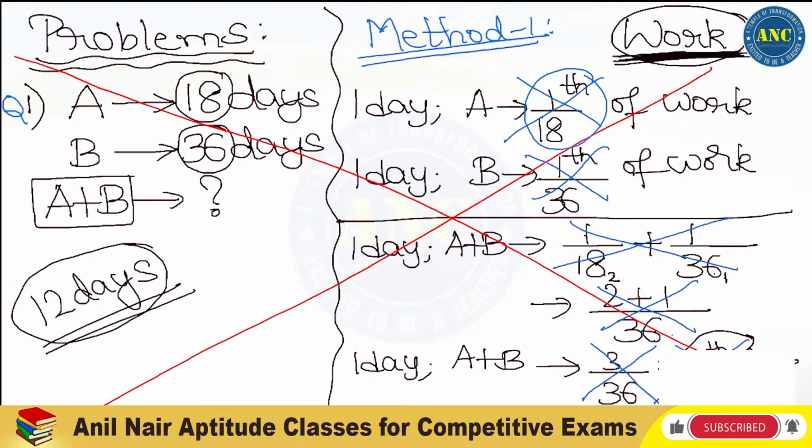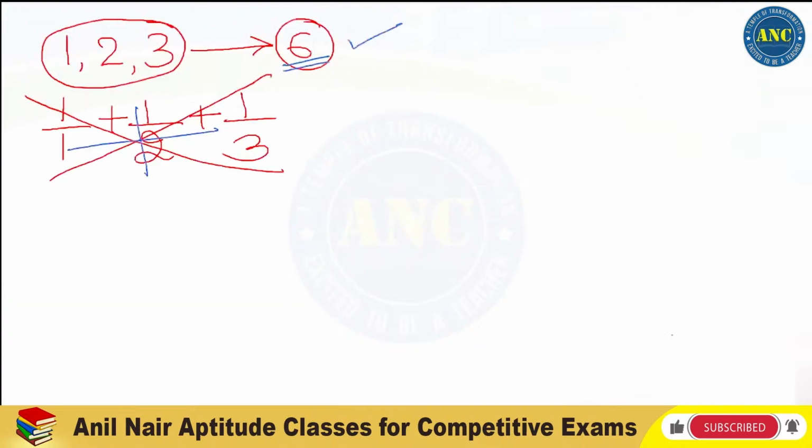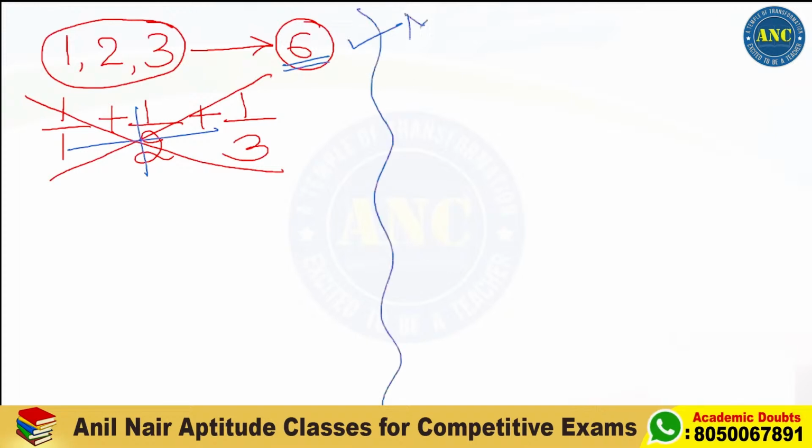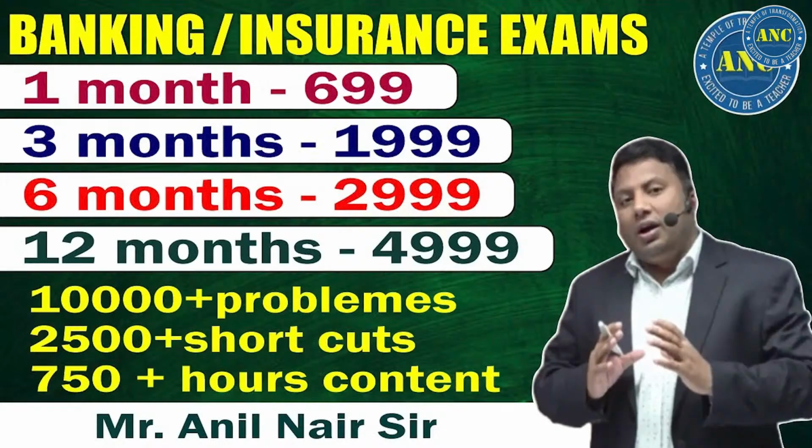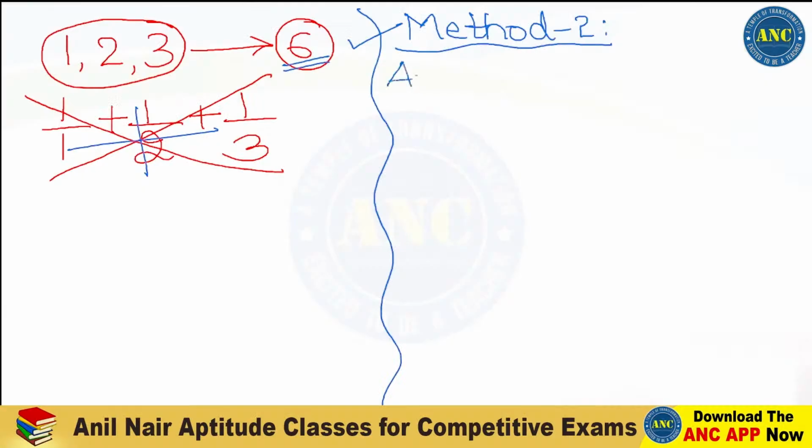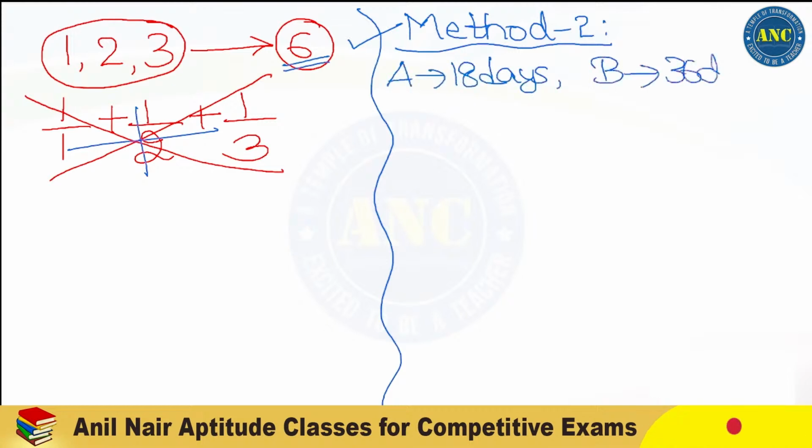Now, you might ask me, sir, then what is the best method? Can you please tell me what the best method is in that case? Now, see here, method 2. Listen to this. This is the beautiful method that ANC will teach you, and I want you to follow this method. Method 2, let me write it here. A will take 18 days to complete the task. B will take 36 days to complete the same task. If both A and B are working together, how many days will they take? This is the question. Now see here, method 2.